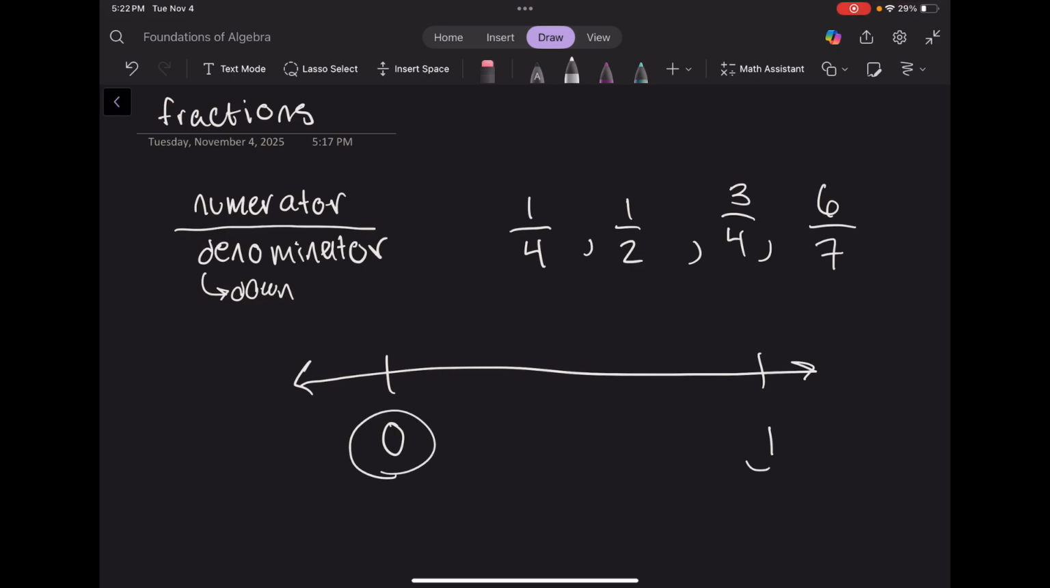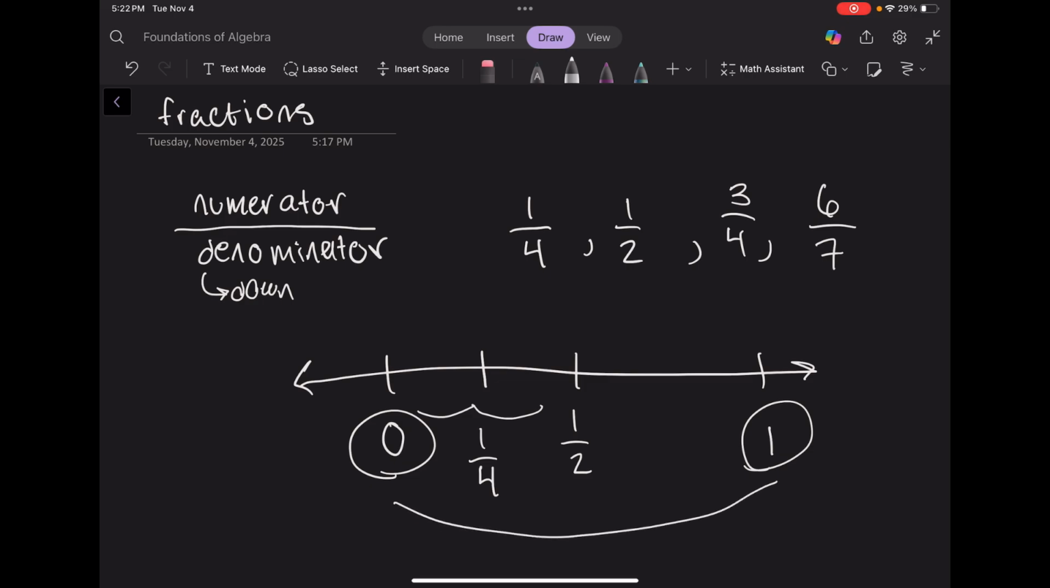Like let's take 0 and 1. What is in between 0 and 1? Well, halfway between 0 and 1 would be 1/2. And halfway to 1/2 is 1/4 of the whole. So then over here, it would be 3/4. And notice we have 4 spaces.